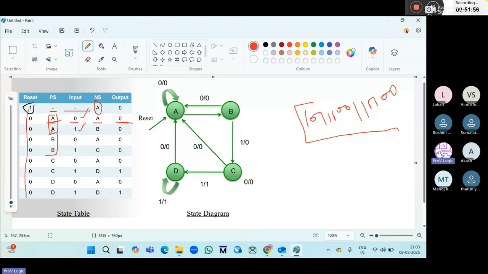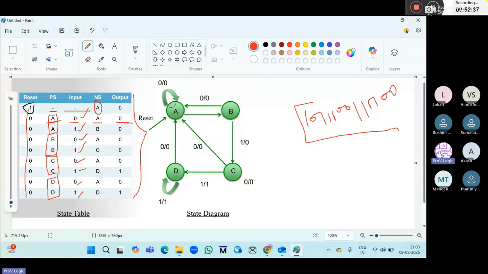B also has two input values, 0 and 1. C also has two values, 0 and 1. And D also has two values, 0 and 1. Based on your sequence, which value should go front and which value should go back, that means the states will be detected. So from this table we need to draw the FSM diagram. Currently A, 0 means A only, next state also A only.